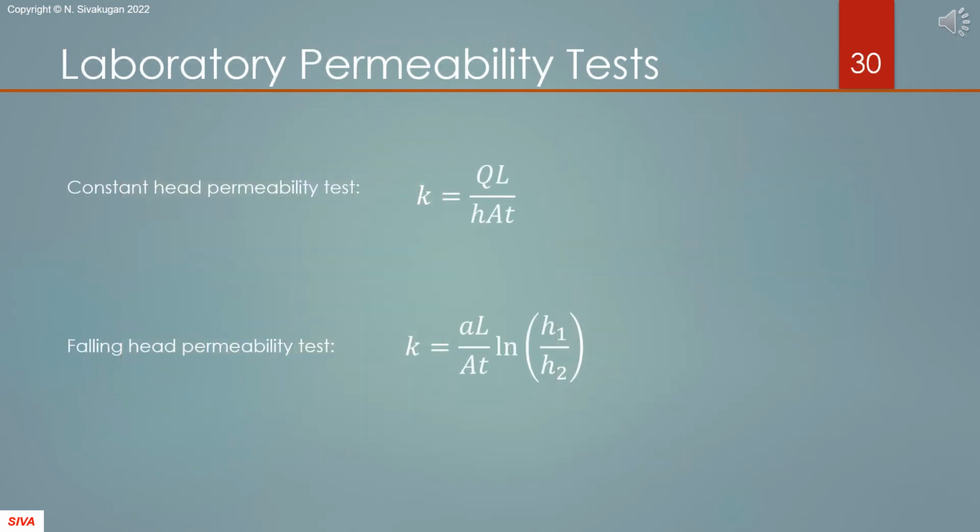In a constant head test, Q volume of water is collected over time T, flowing through the soil specimen of length L and cross-sectional area A. The head loss across the specimen is H. From Darcy's law, it can be shown that k equals QL over HAT. In falling head test, the head falls from H1 to H2 over a time T. Small a is the cross-sectional area of the standpipe, and capital A is the cross-sectional area of the specimen.